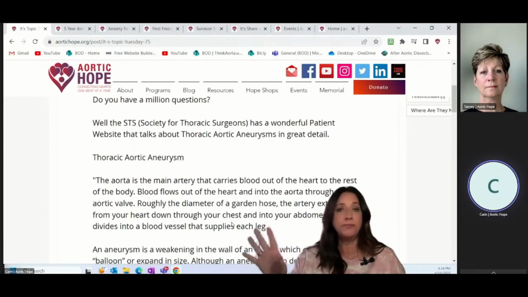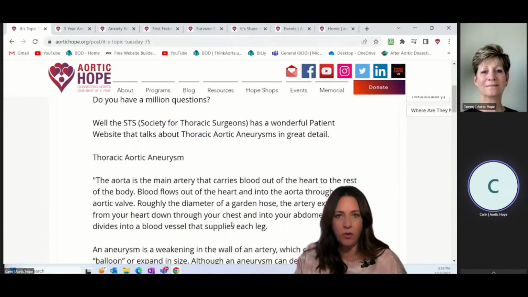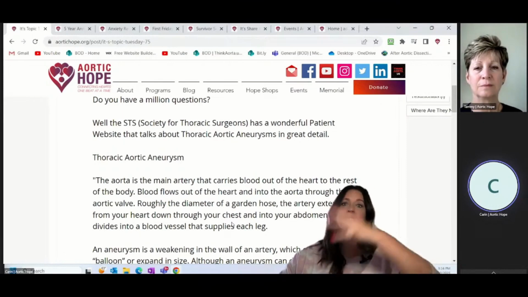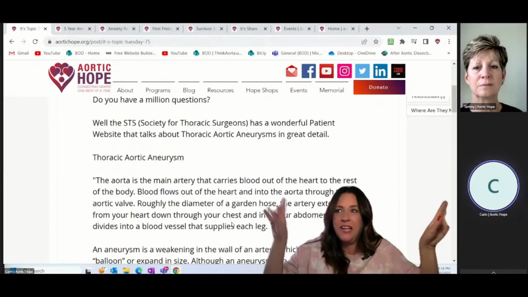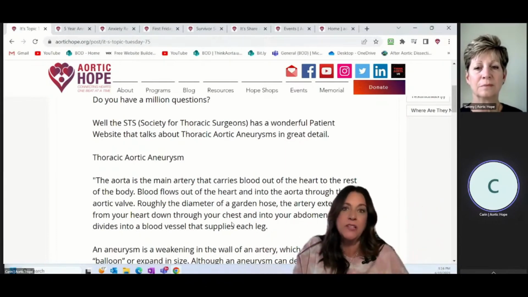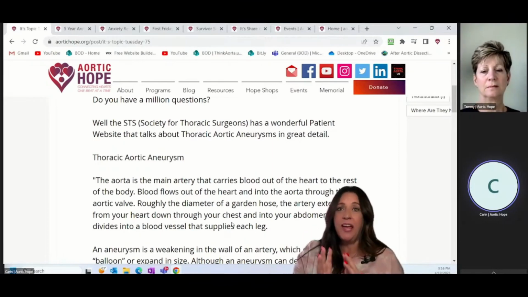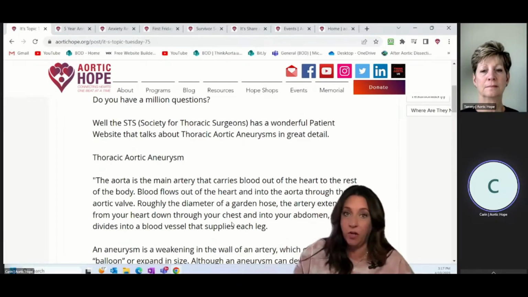But what they talk about, thoracic aortic aneurysm, and I should have my water, but here we go. The aorta is the main artery. If this is the first time you're hearing about this, it's the big artery that carries oxygenated blood out of the heart to the rest of the entire body. It looks like a candy cane. It looks like it has little arms and a little skirt at the bottom as it feeds your arms and your legs and basically the rest of your body. The blood flows out of the heart, through the aortic valve and into the aorta, and it's roughly the diameter of a garden hose. That is really what it looks like if you have a garden hose handy.